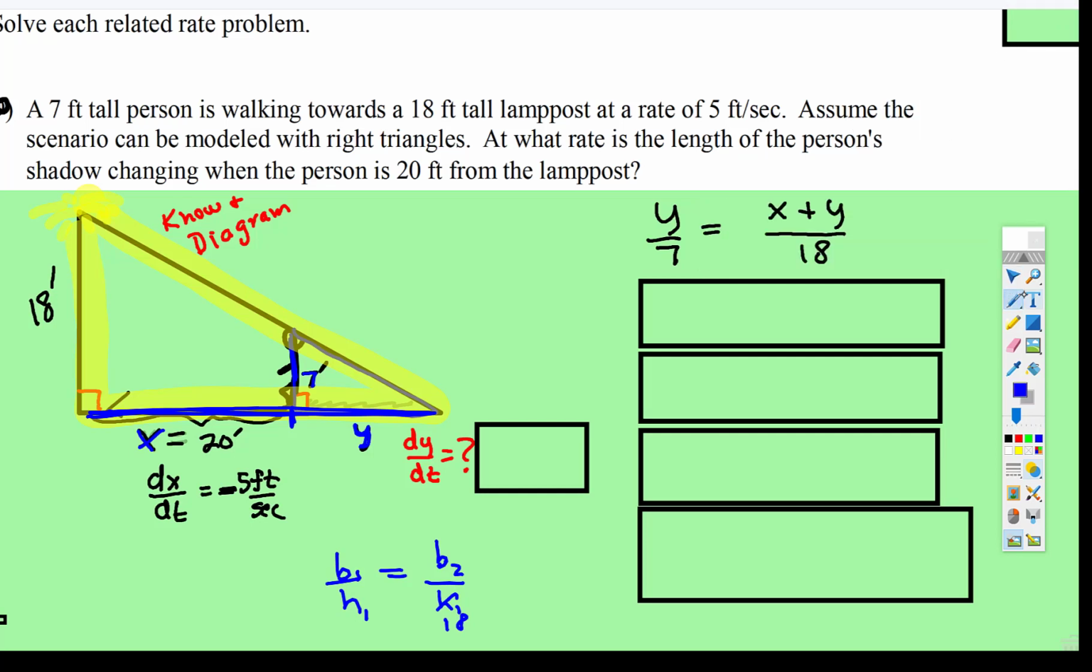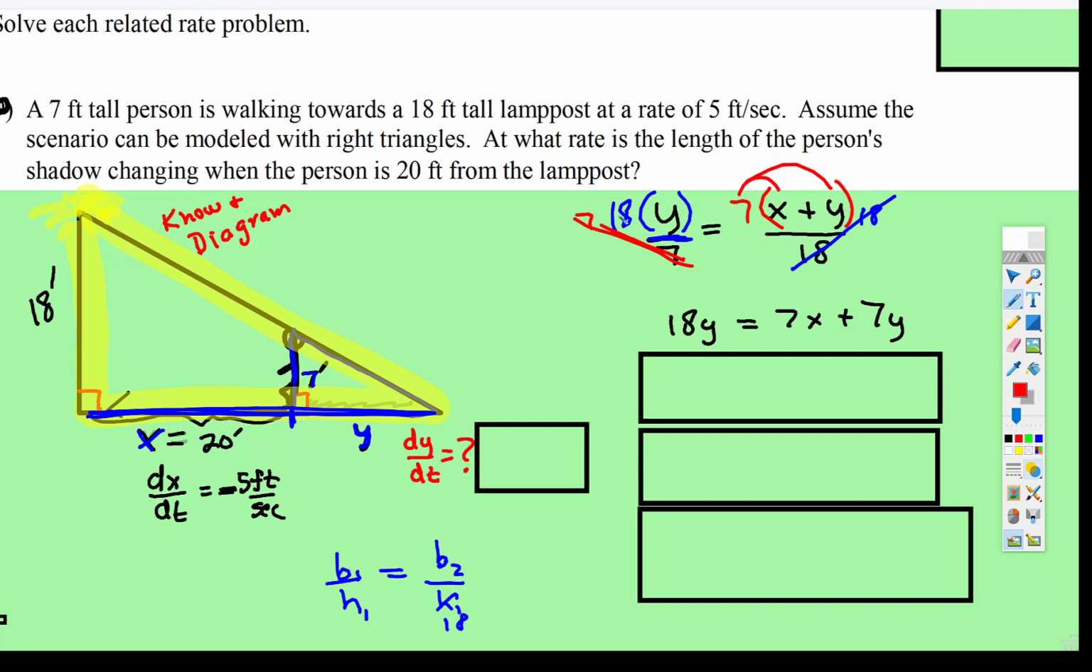Well, we know with proportional reasoning, you start doing this in 6th grade, maybe not with x's and y's, but certainly. So I'm going to multiply this side by 18. That cancels, but then I also must multiply the other side by 7. I know you learned cross multiplication, but I want you to know why it works. It's because invisibly you're multiplying this side by 7. This is going to become a distributive property. So now we have 18y is equal to 7x plus 7y.